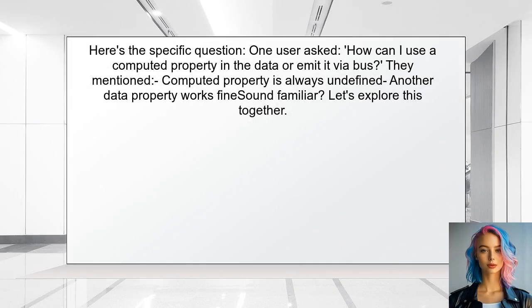Let's look at the specific question at hand. One user asked, how can I use a computed property in the data or emit it via bus? They shared their Vue instance, mentioning that their computed property is always undefined, while another data property works just fine. Sound familiar? Let's explore this together.